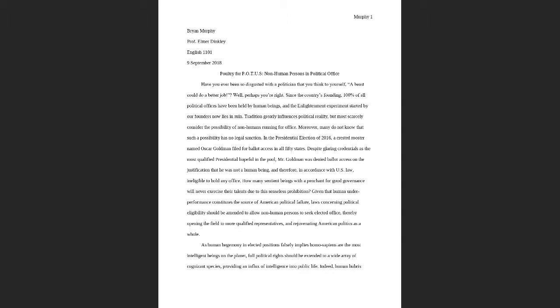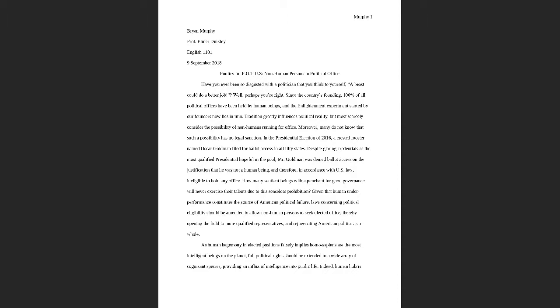Since the country's founding, 100% of all political offices have been held by human beings, and the Enlightenment experiment started by our founders now lies in ruin. Tradition greatly influences political reality, but most scarcely consider the possibility of non-humans running for office. Moreover, many do not know that such a possibility has no legal sanction. In the presidential election of 2016, we're a little bit dated here, I wrote this a few years ago.